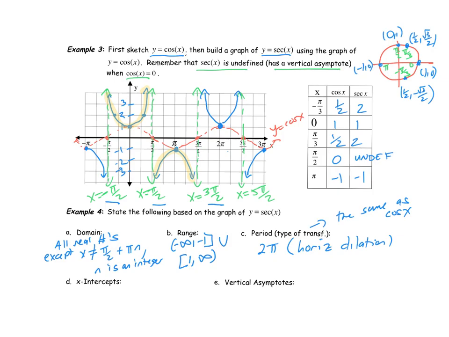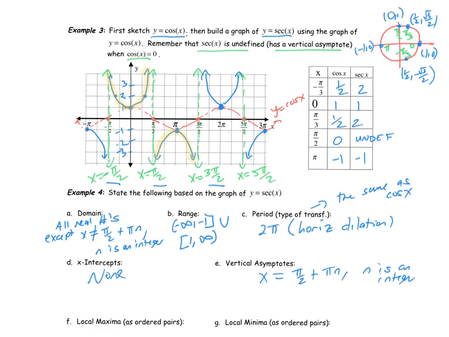X-intercepts, do we have any? So where does the graph of secant x cross the x-axis? And we can see it never does, so there are none. Okay, vertical asymptotes, those are the values we just excluded from the domain. So it's going to be x is equal to π/2 plus πn, where n is an integer. And then I'll scroll up a bit.